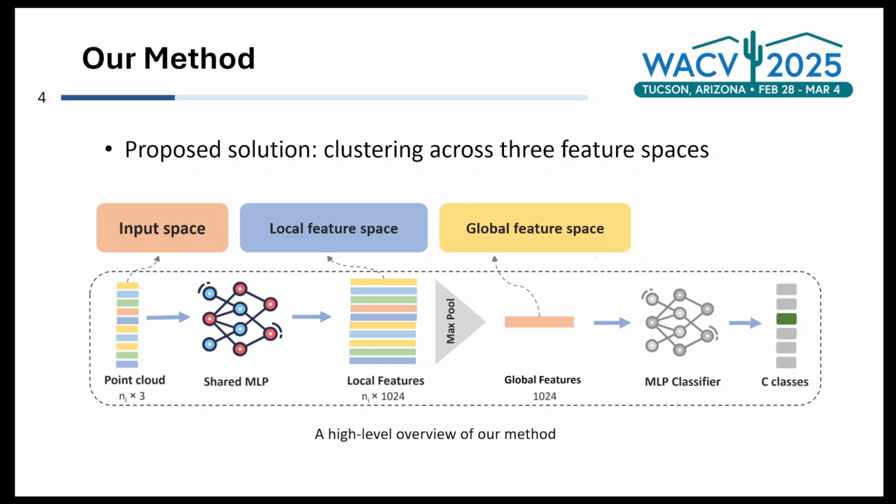Okay, let's dive into our approach. Here, what we're going to do is applying spectral clustering across three different domains. I mean, the input space, the local feature space, and the global feature space. We explore the effectiveness of each domain individually and also different combinations of them. And finally, by fusing all three domains, we achieve the best performance and outperform all individual and combined approaches.